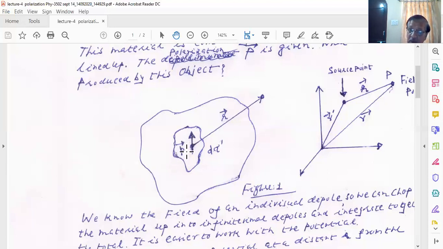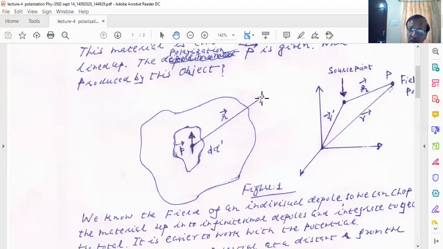The dipole moment has a unit coulomb into meter, while vector P, which we have mentioned, that is the polarization vector, has the unit of coulomb per meter square, because it is the dipole moment per unit volume. Dipole moment is coulomb into meter divided by meter cube, which is equal to coulomb per meter square. So this is known to you.